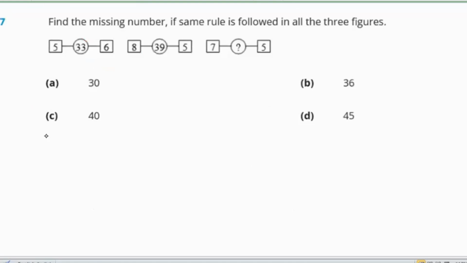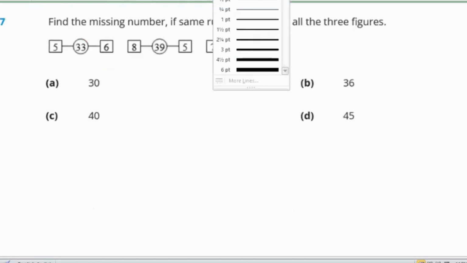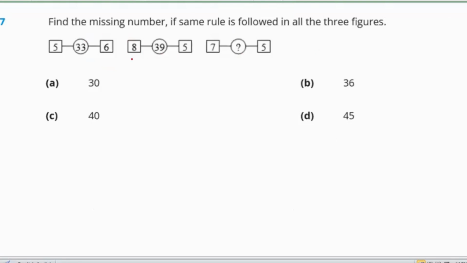Okay, now here we need to go with the pattern and see what kind of pattern they are showing. See, two numbers are written over there, 5 and 6. Two numbers are written over here and two numbers are written over here, correct? And one number is given over here in the circle, which is in the middle of the two numbers which are there in the square. Now what is the pattern?